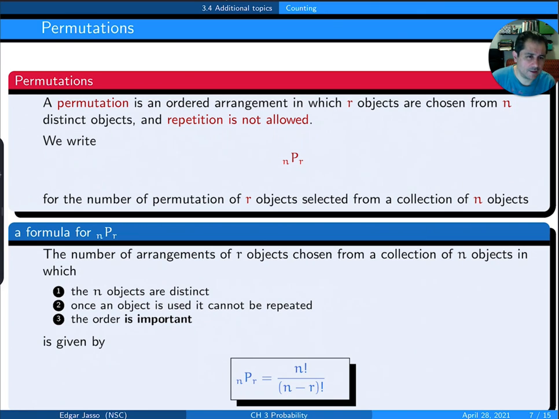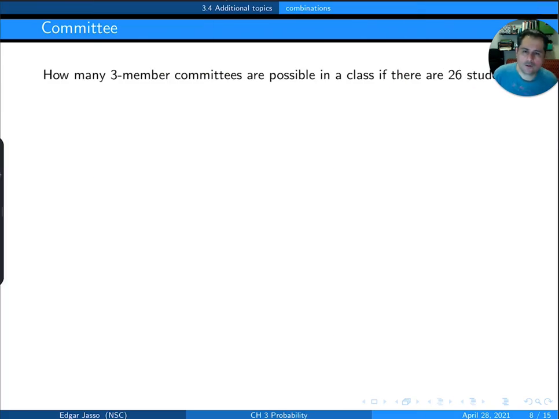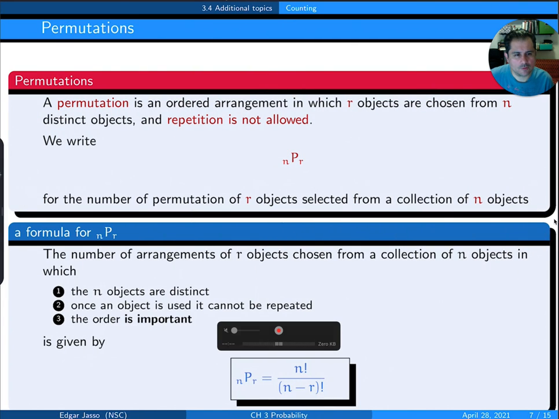To be clear, the N objects are different, right? There were people in my examples. Once one person was used, they cannot be repeated. And the order was important, right? There were 3 different committees in my examples, or different chairs where they were going to sit down. Okay, I'm going to stop this one right there.